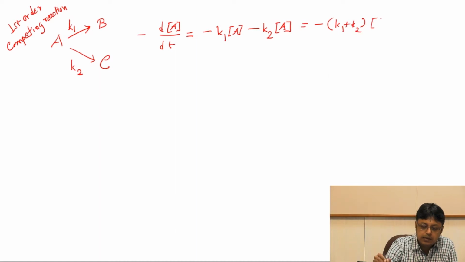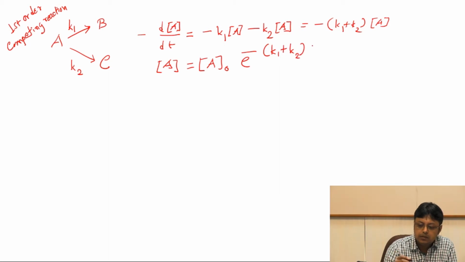Now you can easily integrate it out. It's a first order rate equation. So A is nothing but A0, where A0 is the initial concentration of A, times e to the power minus (k1 plus k2) into t. Now we can plot it, but before we plot it, let us see how the concentrations of B and C vary.